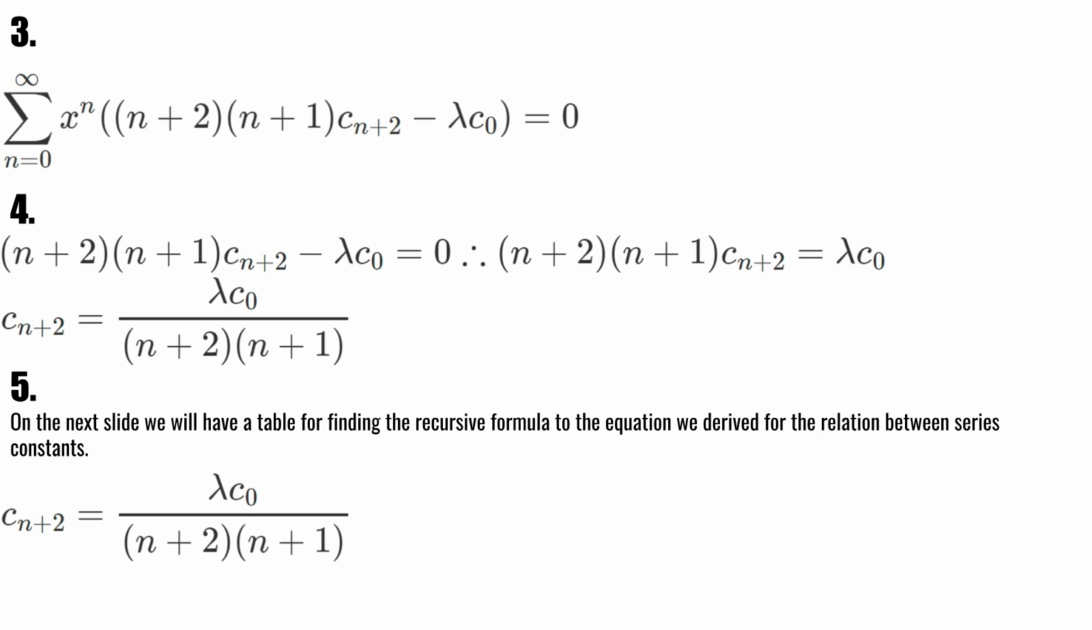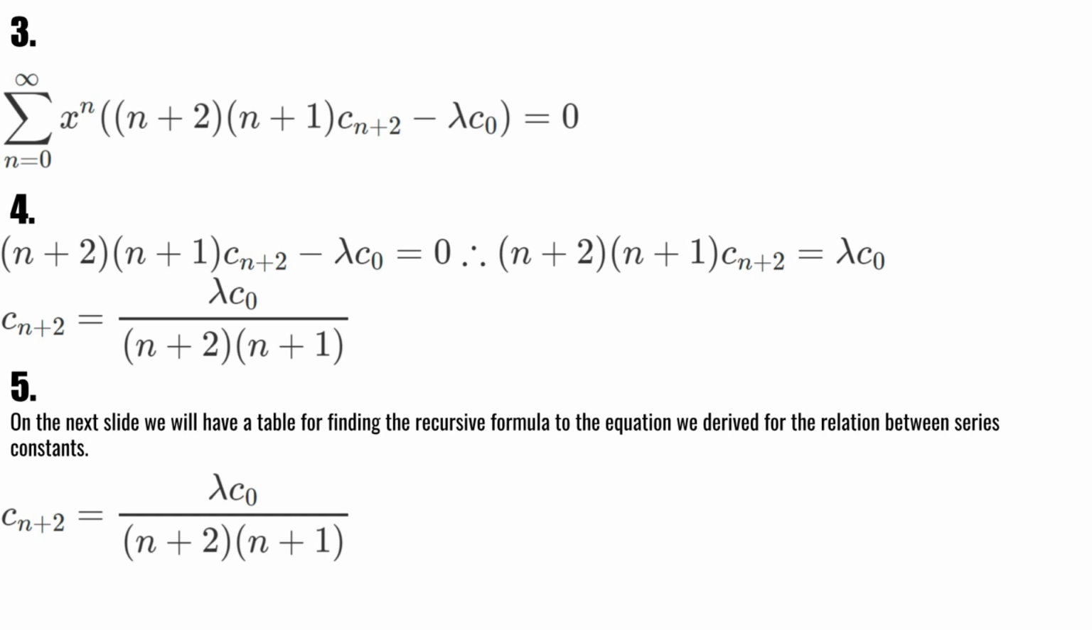You want to factor out the x to the n because it makes it easier to find our recursive formula based on n. We don't want any x components in our recursive formula. We want it to only be constants. Okay, so now it's all coming together. We're going to find our recursive formula for the constants, okay? So we have n plus 2 times n plus 1 times c sub n plus 2 minus the eigenvector multiplied by c sub 0 equals 0, okay?